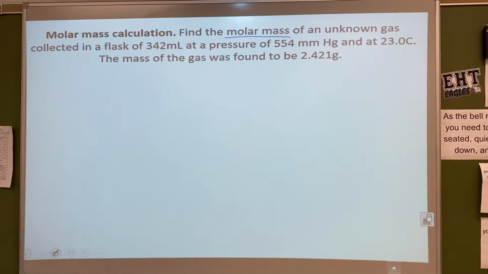2.421 grams. I don't know why, but every year when I read this problem, I always feel a little like Dr. Seuss, just because it kind of all rhymes together.